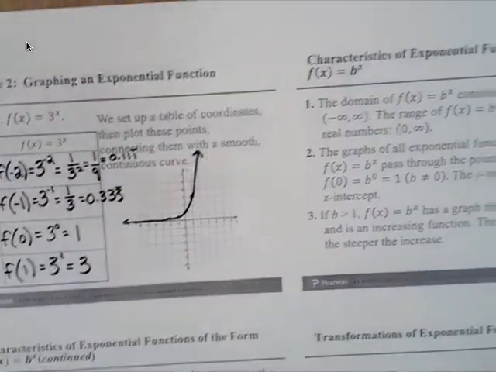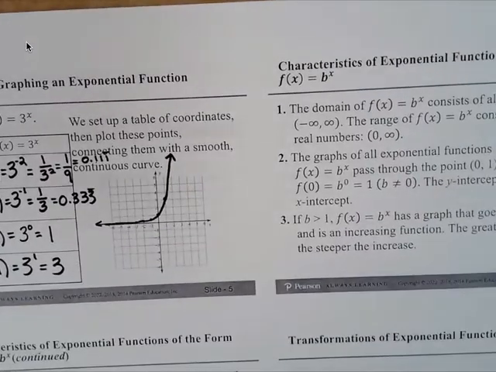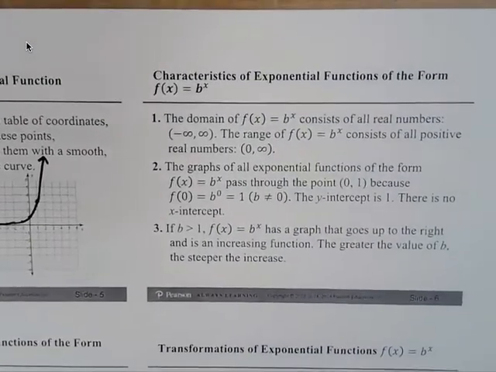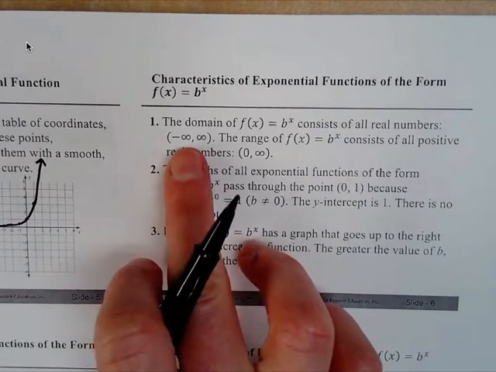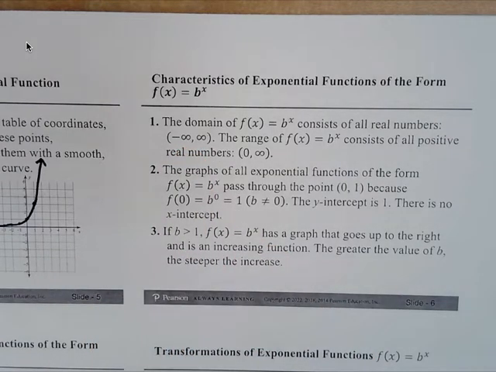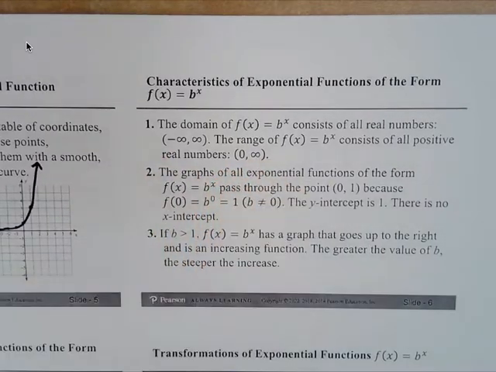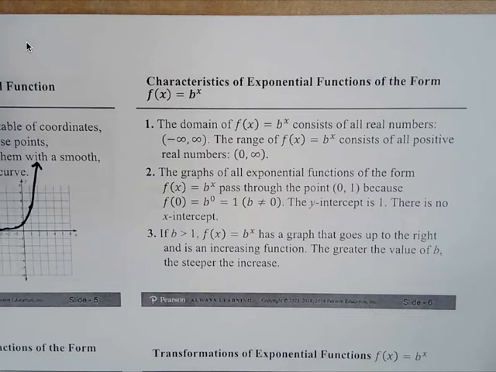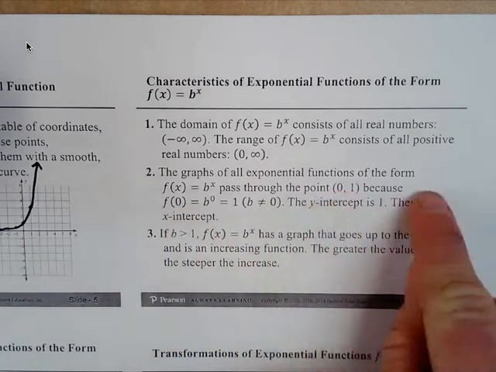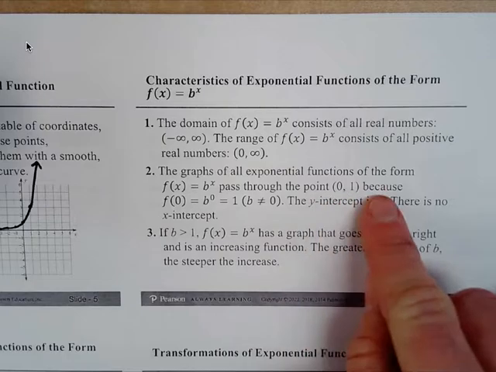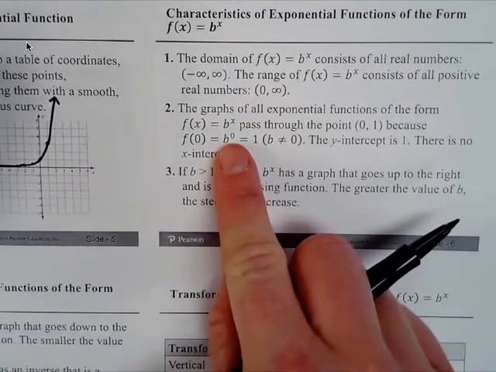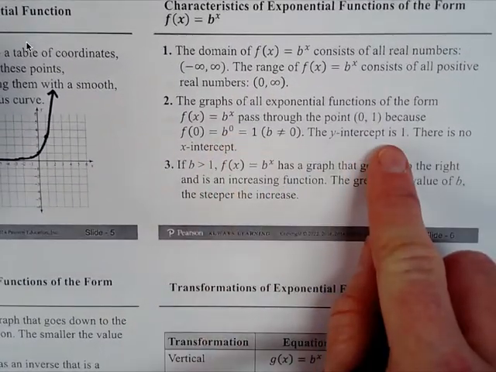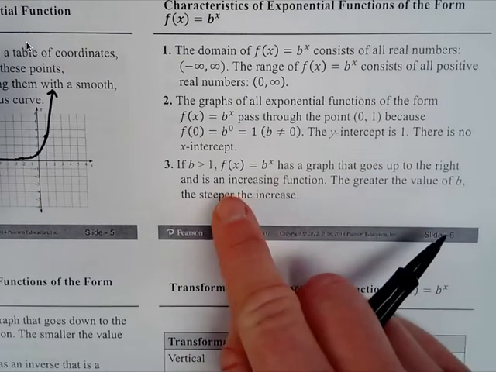Okay, so with exponential functions, we can look at our characteristics. The domain is negative infinity to positive infinity. And then the range is 0 to infinity. The graphs pass through the point (0, 1) because b to the 0 equals 1. So we have a y-intercept of 1. There is no x-intercept because it doesn't cross the x-axis.